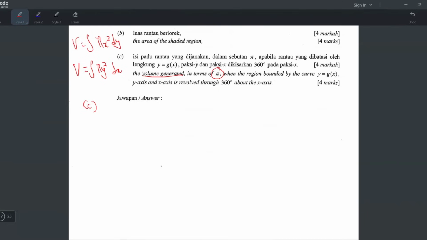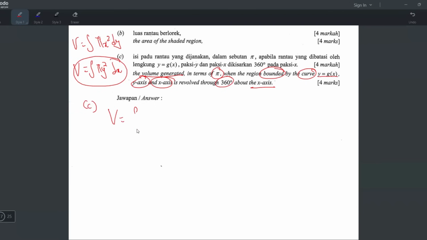So if they say revolve x-axis, automatically it is this one already. If they say revolve y, it is the upper one. You don't have to worry about which axis. They will tell you in the question. So let's see, find the volume generated in terms of pi when the region bounded by the curve y equals g(x) and the y-axis and the x-axis is revolved 360 degrees about the x-axis. All right, revolve x-axis, confirm it will be dx.